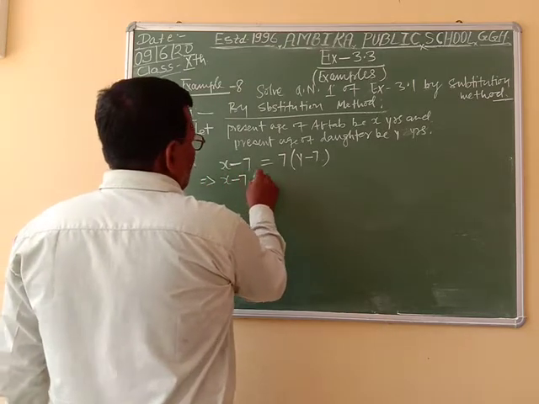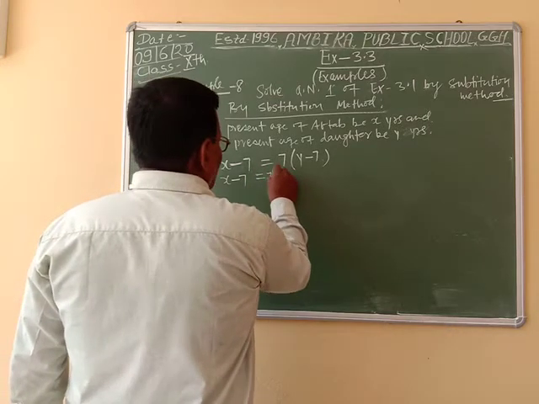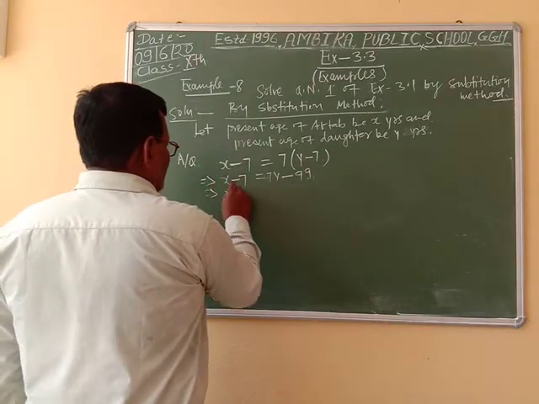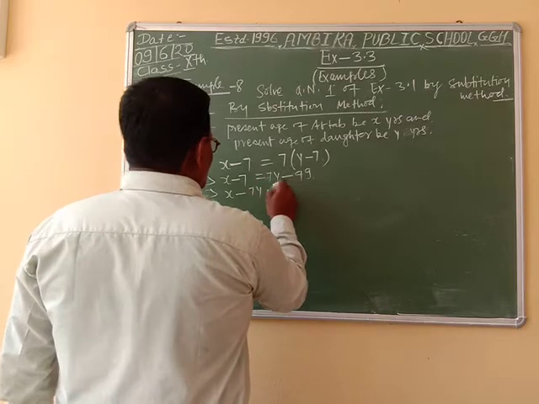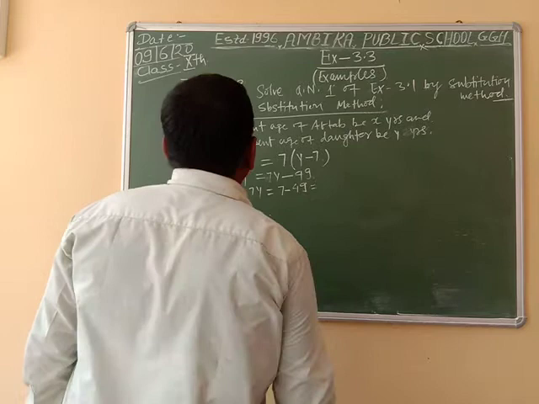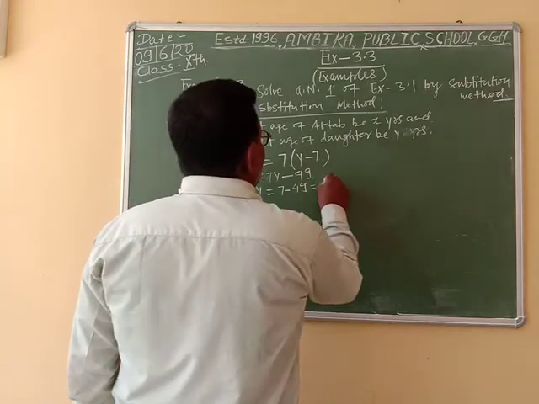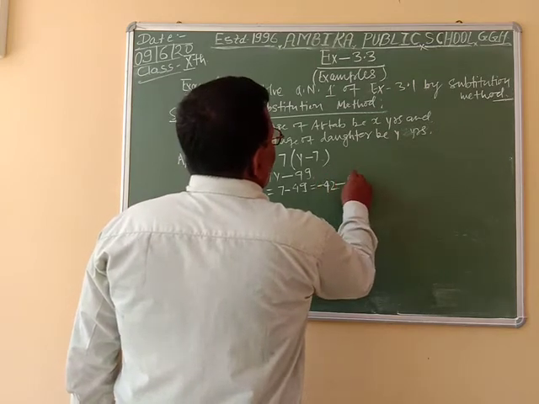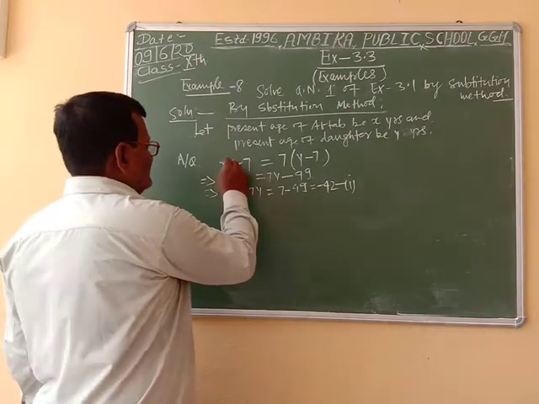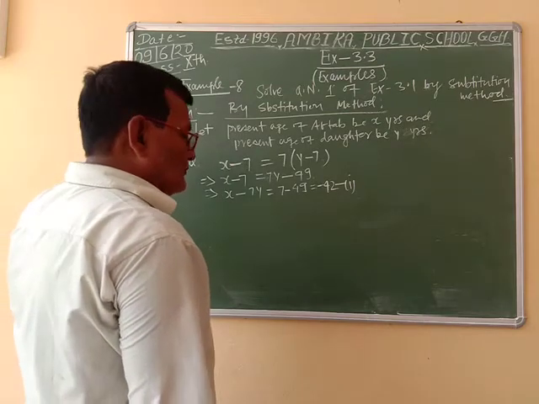x minus 7 is equal to 7y minus 49. Side change, x minus 7y is equal to 7 minus 49, which is minus 42. Equation number 1: x minus 7y is equal to minus 42.